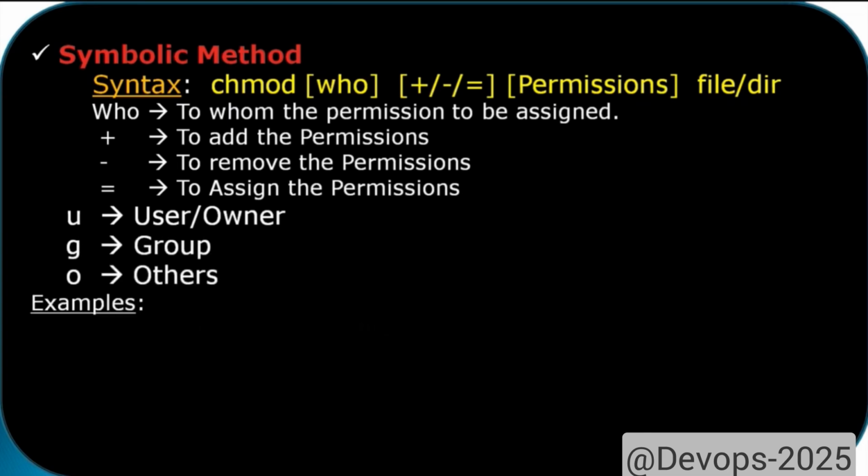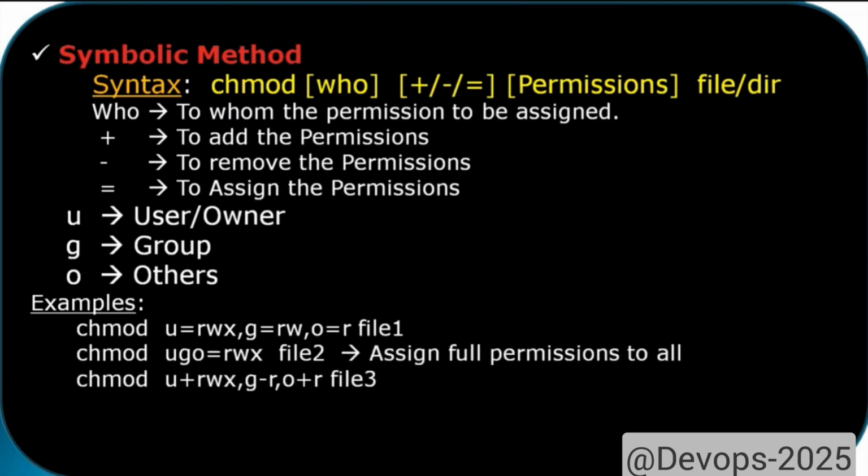Here are a couple of examples. chmod is the command we use to give permissions for a file and directory. Here u means user, equal to means we set the permissions for the user as read, write, execute, and g means group, for which we set read, write, and o means others, for which we give only read, on file one. We will discuss all of this in detail.